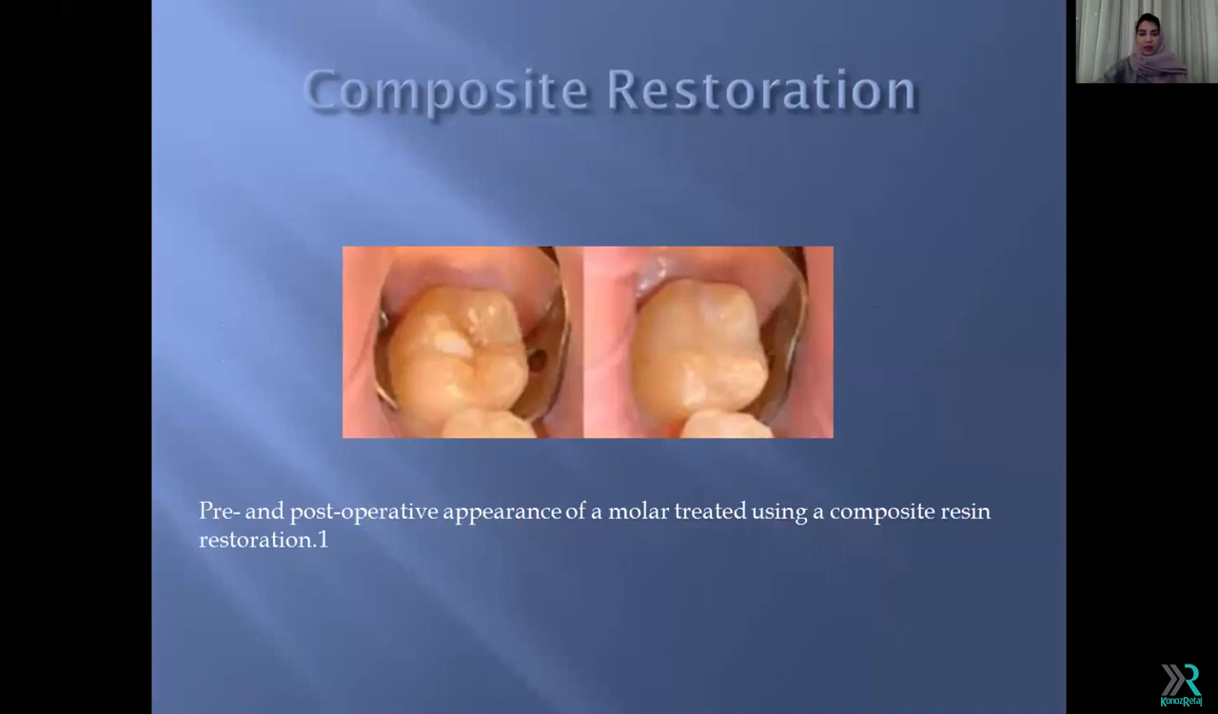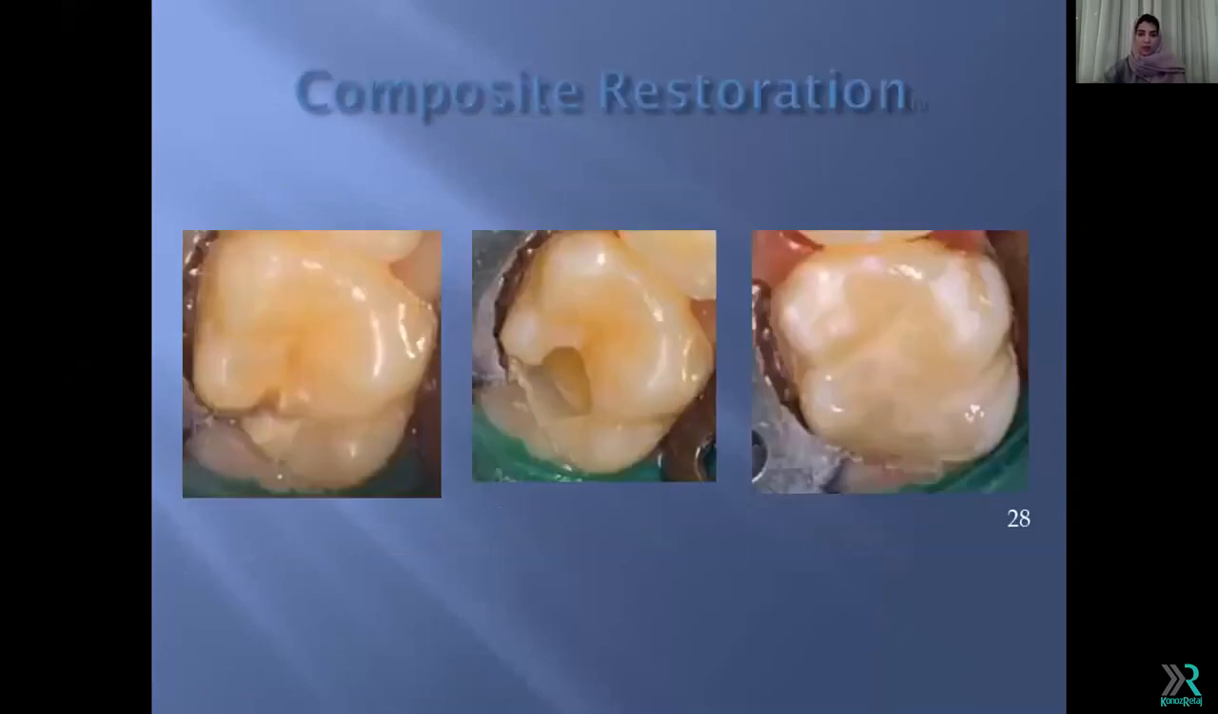Here is a photo that shows the pre- and post-operative appearance of a molar treated with composite. Other photo.